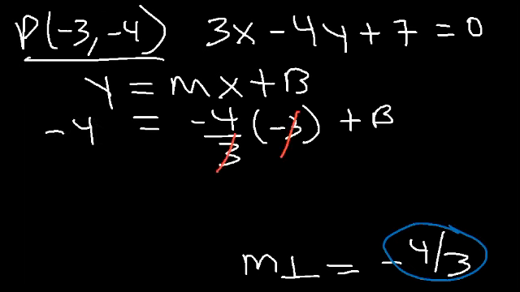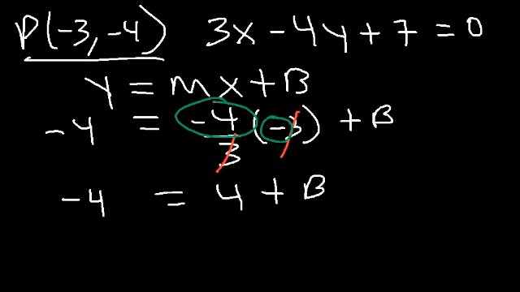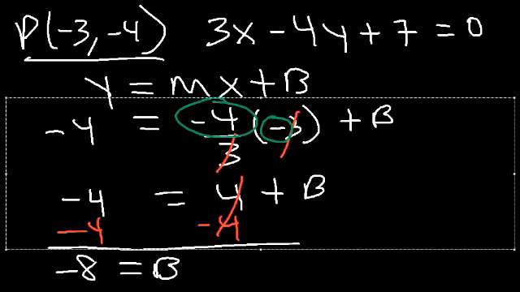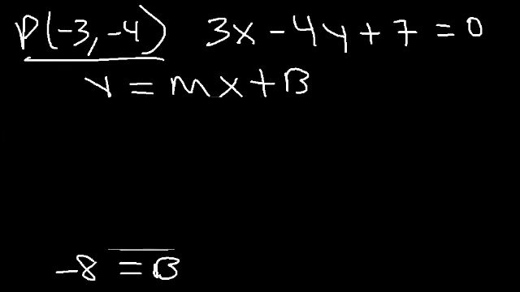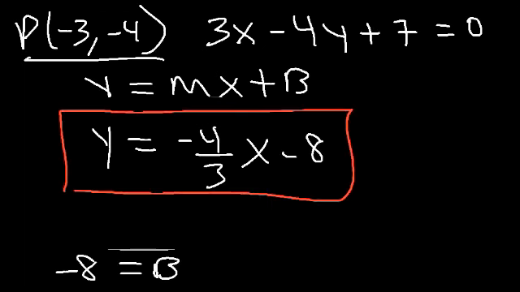So the 3's will cancel, and then we have negative times negative 4, that's positive 4. So 4 plus b is negative 4. To solve for b, we need to subtract both sides by 4. Negative 4 minus 4 is negative 8, so b is negative 8. Now that we have the value of b, we can write the equation. y is equal to the slope, which is negative 4 over 3 x, and b is negative 8. So this is the equation in slope-intercept form.